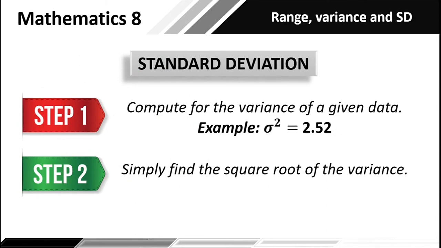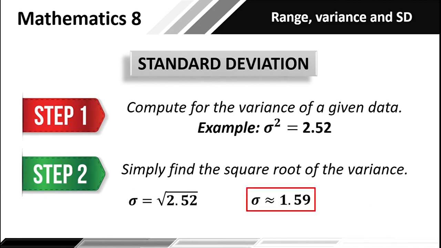There are two steps in finding the standard deviation. The first one is to compute for the variance of the given data. In our given example earlier, the variance is 2.52, and let's find out what the standard deviation is. Simply get the square root of the variance. The square root of 2.52 is approximately 1.59. 1.59 is our standard deviation in our dataset.